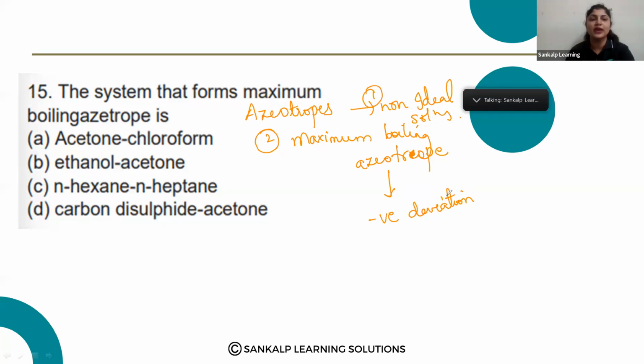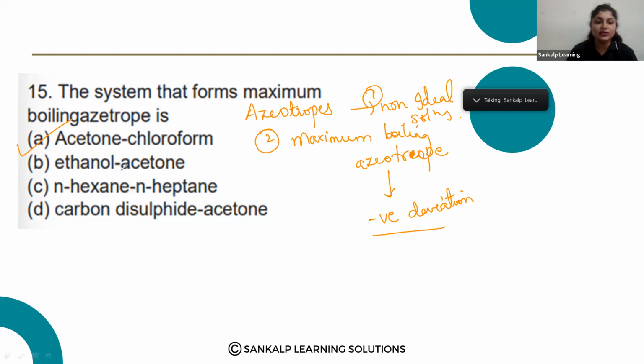So the system that forms maximum boiling azeotrope is, from these given examples, you have to tell which will show negative deviation. First one, acetone and chloroform. It is an example of a non-ideal solution with negative deviation. So A is the answer. Acetone and chloroform are non-ideal solutions, they show negative deviation, and they form maximum boiling azeotrope.